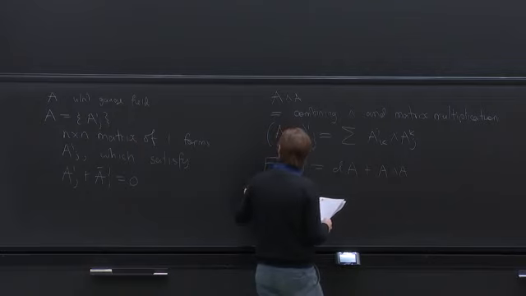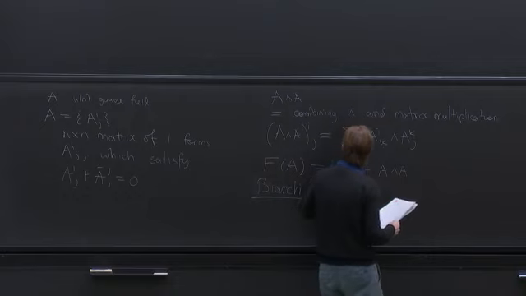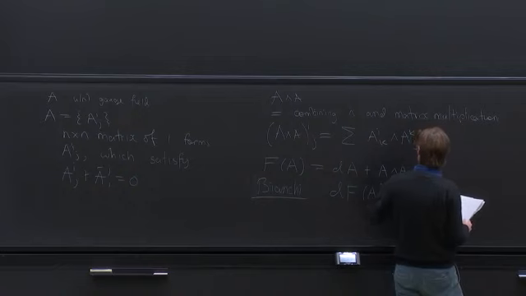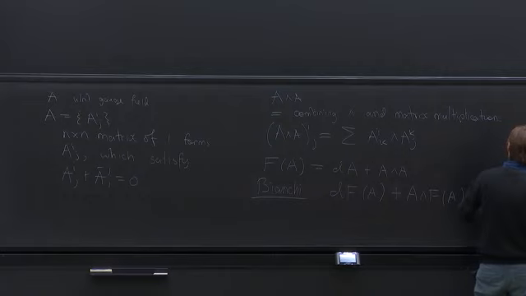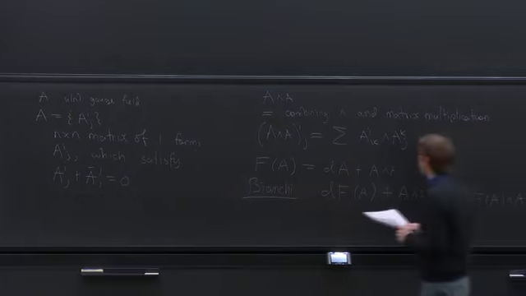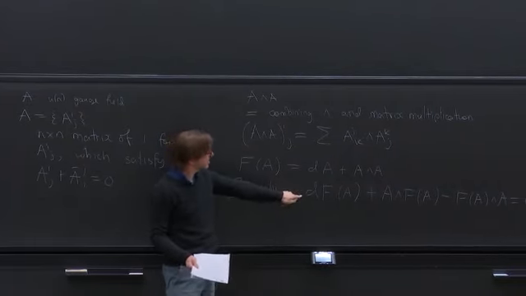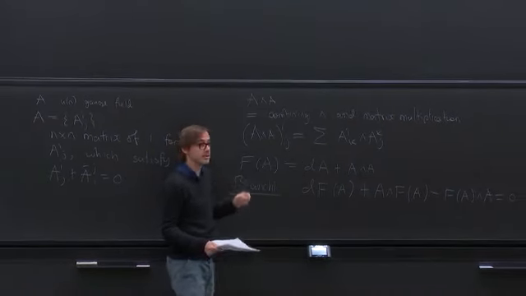And as an exercise, the Bianchi identity tells us that d of F(A) plus A wedge F(A) minus F(A) wedge A is equal to 0. So I asked you to do this in the tutorial as an exercise. It's just a little manipulation with this expression. It's not difficult.